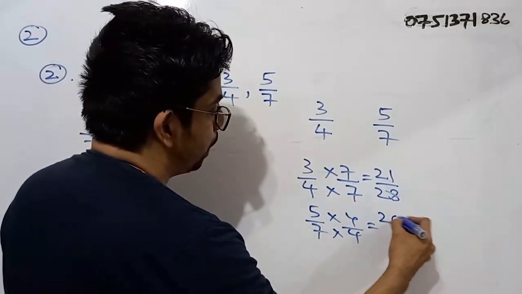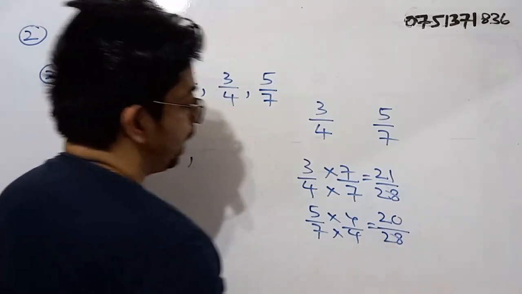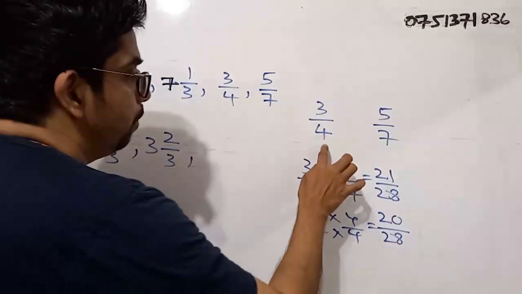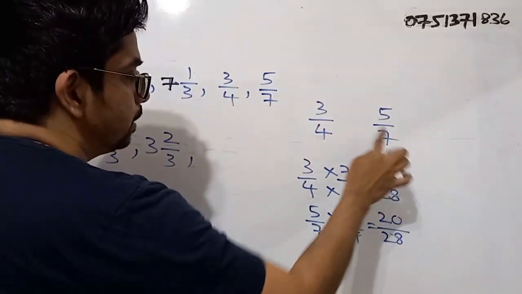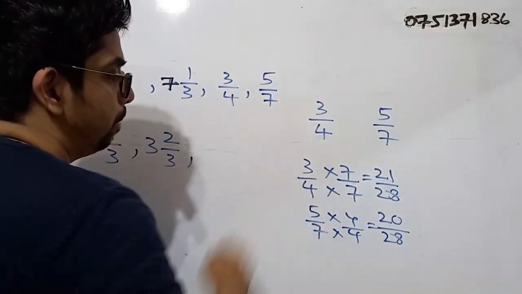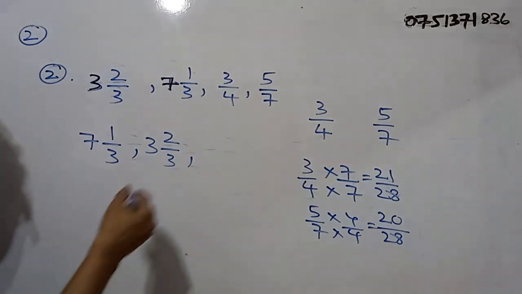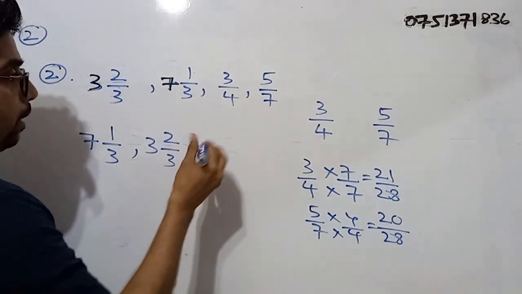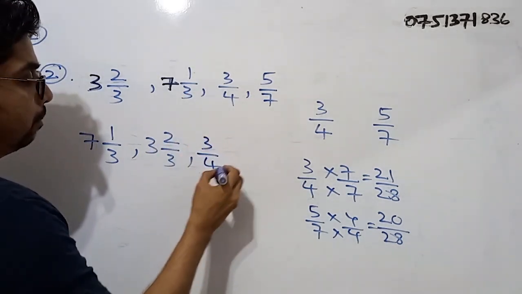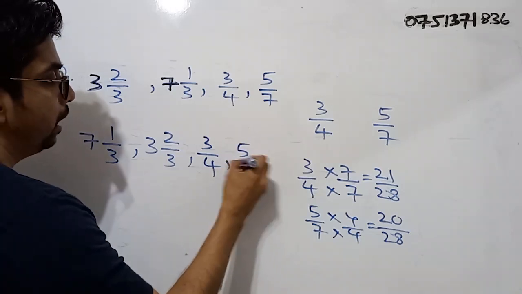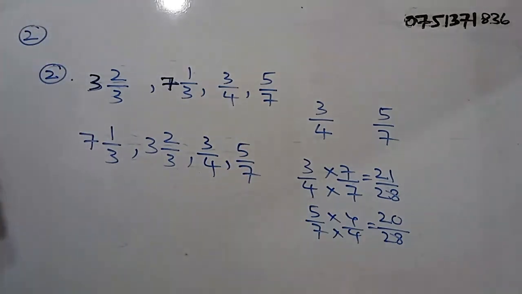5 into 4, that is 20. 7 into 4, that is 28. That means when we compare these two fractions, which one is larger? 3 by 4, right? So after 3 and 2 by 3, I can write 3 by 4. So finally I can write 5 by 7.